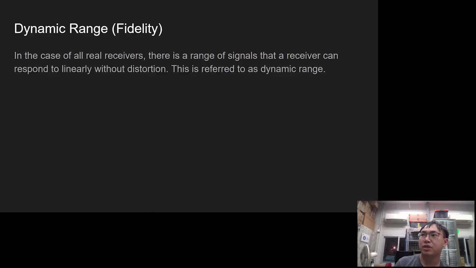And the last thing is the dynamic range, which is the fidelity. For receivers, there's a range that will respond linearly without distortion. The main keyword here is without distortion. This range we call the dynamic range, which is the range where the signal is nearly lossless. The signal is not deviated within this range. So that's what we call fidelity: you can keep a very good copy of signals within this range.